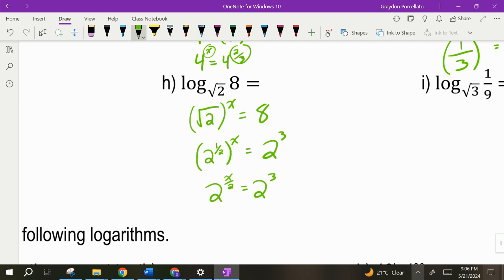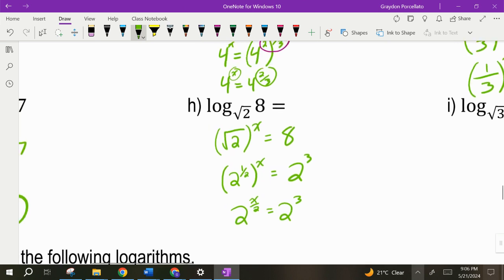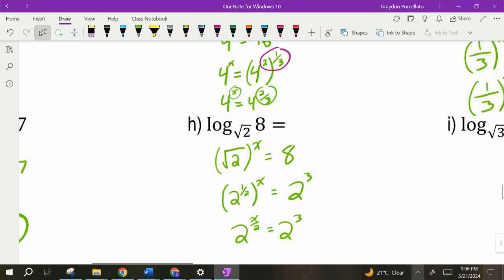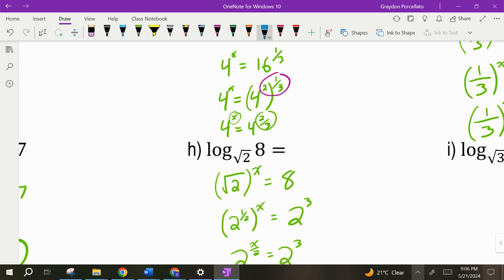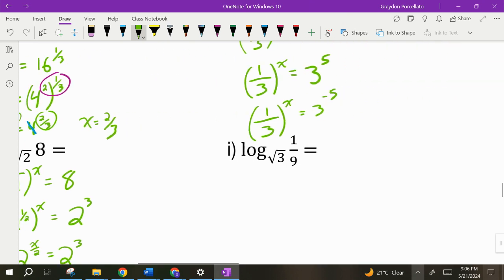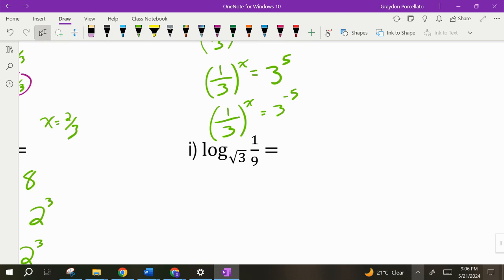Now, when your bases are the same, and I'm going to go back here just for a second and show you. Once your bases are the same, so let's look at this one, for example, right here. When your bases are the same, you can cancel out your bases, and you end up with just x equals 2 over 3. Okay? In this case, so watch here.